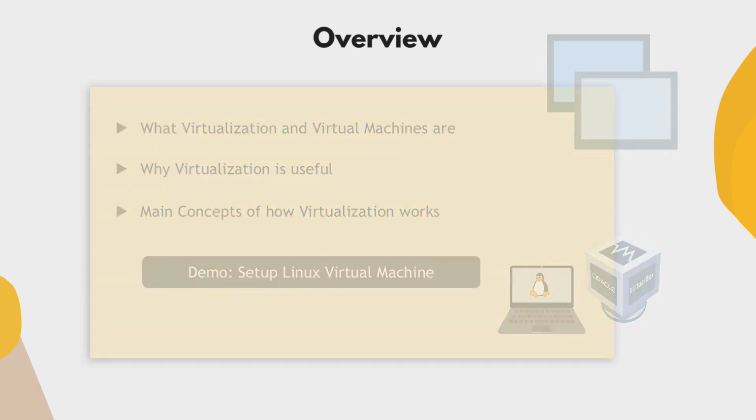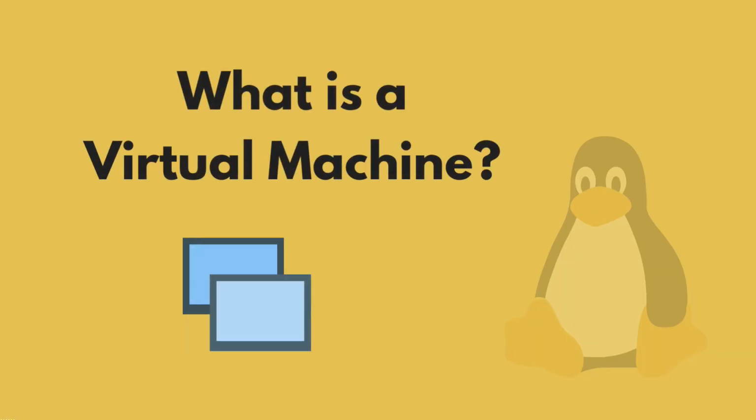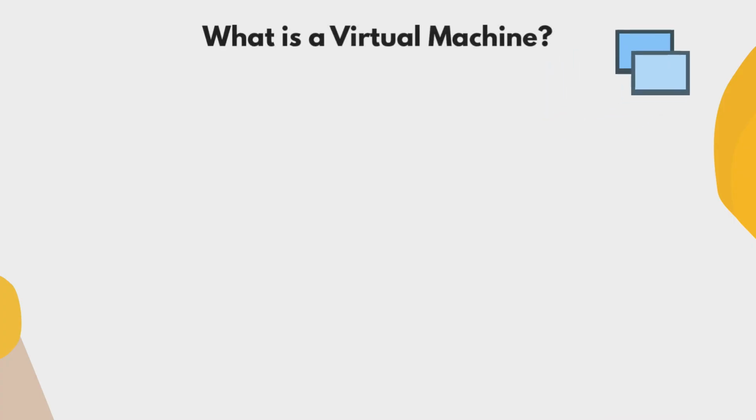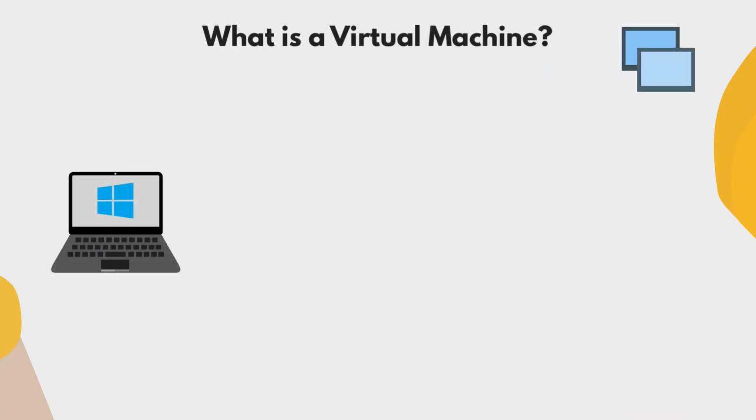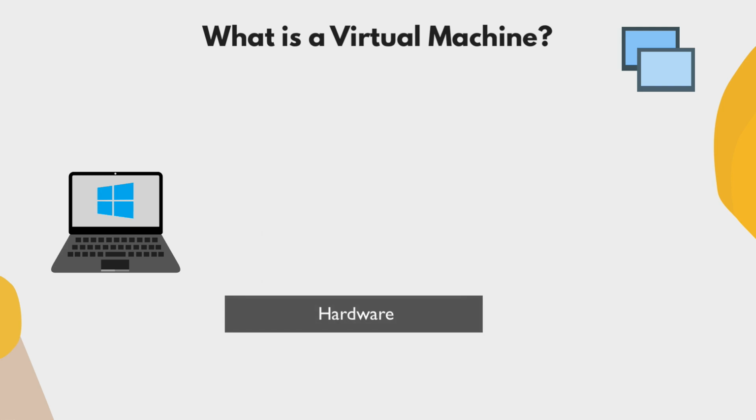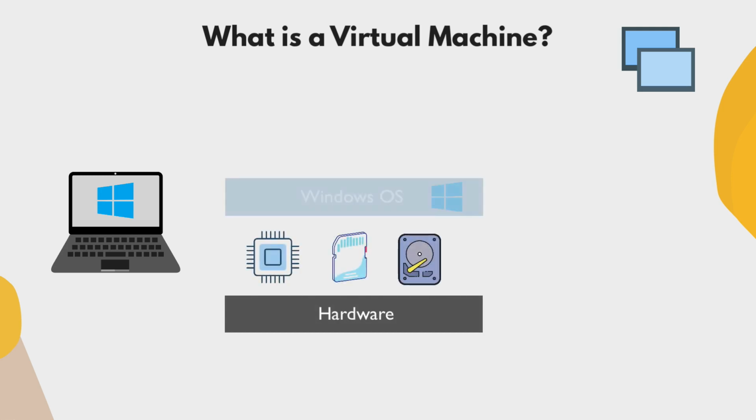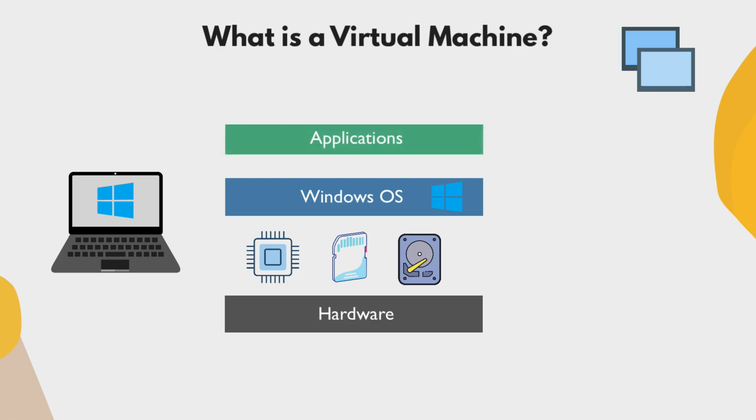So let's get started. What is a virtual machine? Imagine you have a Windows computer, and as we learned, a computer has hardware like CPU, RAM, and storage. So we would have the Windows operating system on top of that, which controls how applications use these hardware resources. And on top of the Windows operating system, you would have applications that talk to Windows. So everything's cool here.